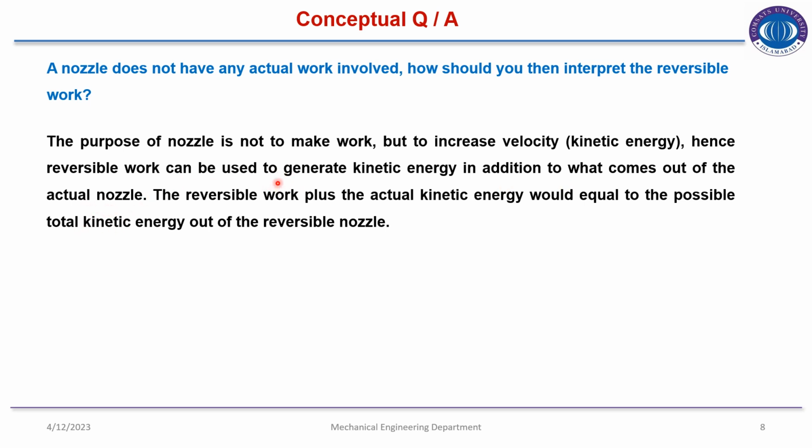reversible work. Let's suppose we have two nozzles, one an actual nozzle and one a reversible nozzle. For the same initial inlet condition, if the exit velocity of the actual nozzle is 25 meters per second, then the exit velocity of the reversible nozzle will be greater than 25, and the reversible work will be equal to the possible total kinetic energy output of the reversible nozzle.